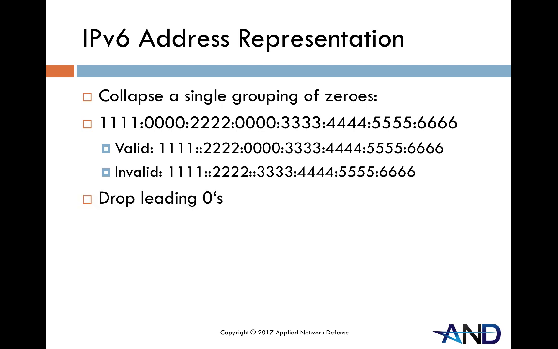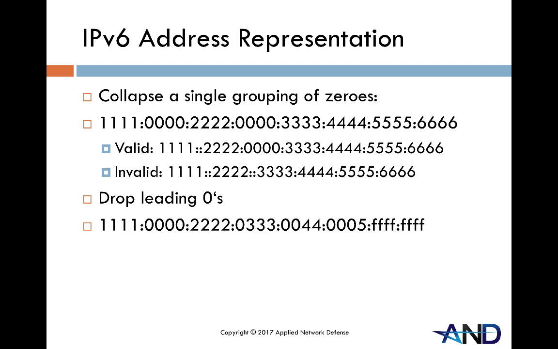Now, one of the other things you can do is drop leading zeros in an individual grouping. So consider this address, where we have a couple groupings that have leading zeros. The fourth grouping is 0333, the fifth grouping is 0044, and the third from last grouping is 0005. So those all have leading zeros within the context of each group. What you can do is eliminate those zeros.